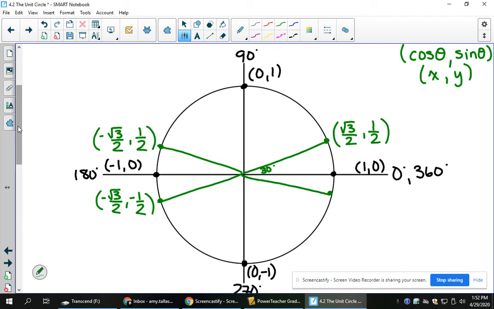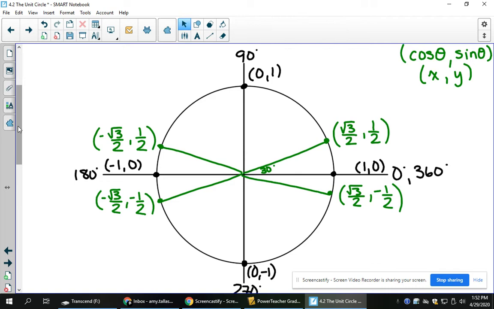If I flip my original 30 degrees over the y-axis, I'm going to have a positive x value in quadrant 4 and a negative y value. Now we need to do the same thing with 45 degrees and 60 degrees, and then we will have reproduced the entire unit circle.